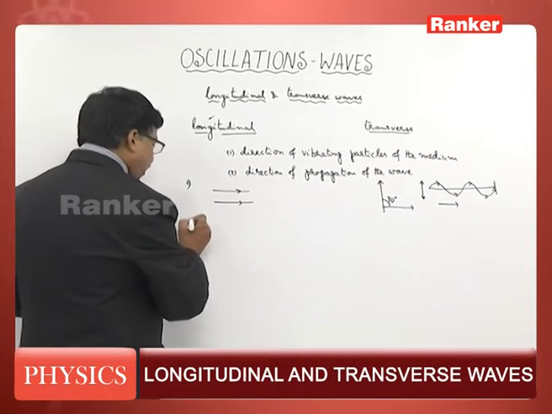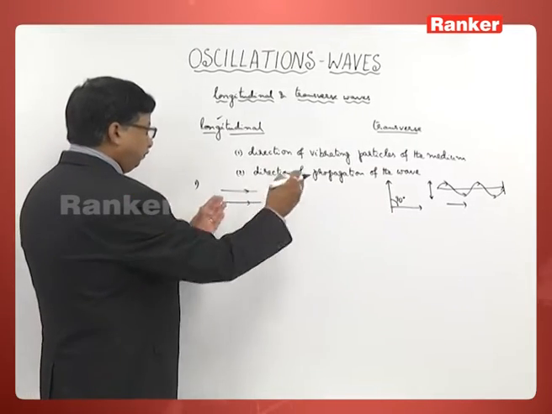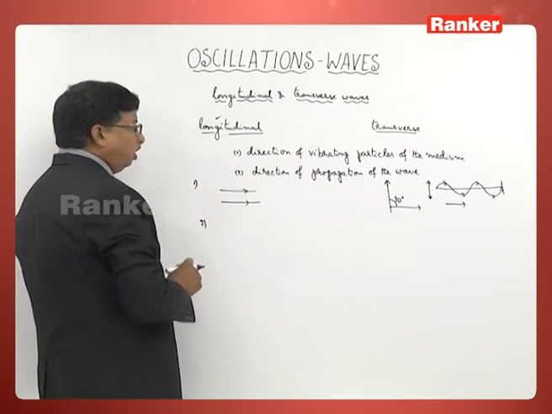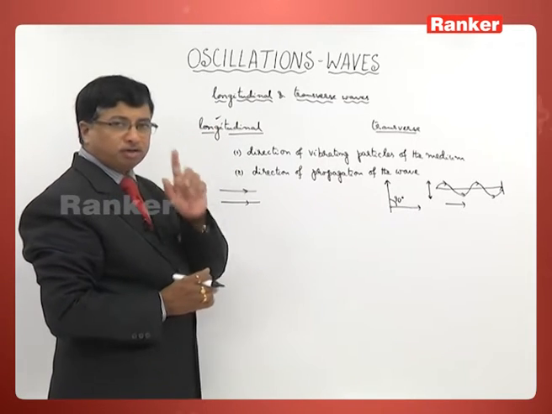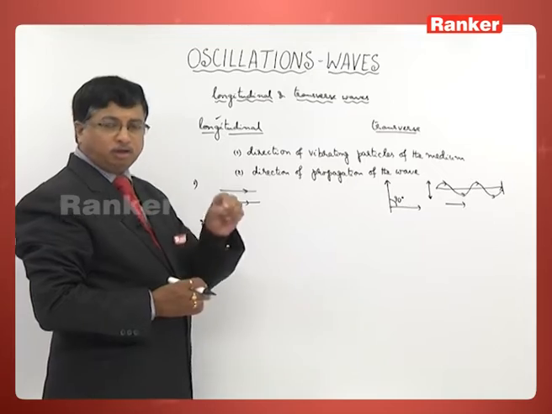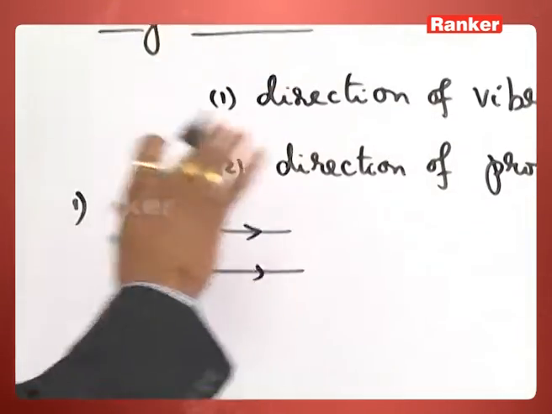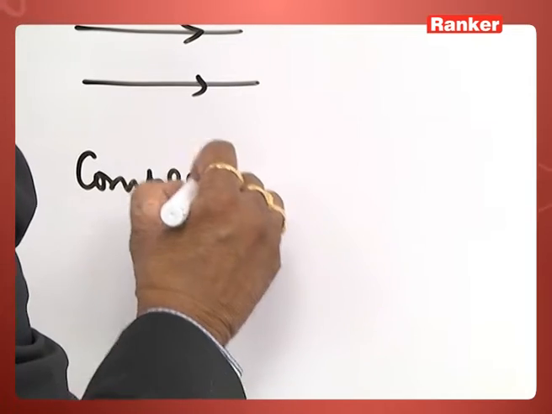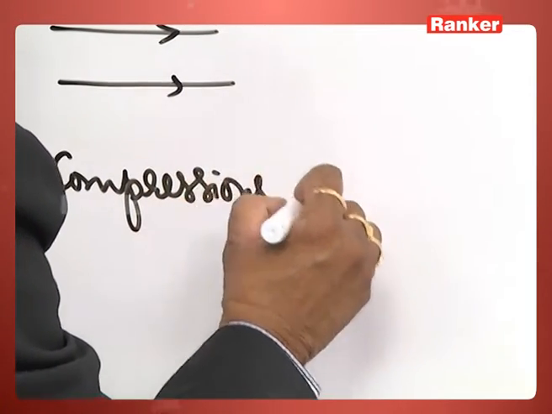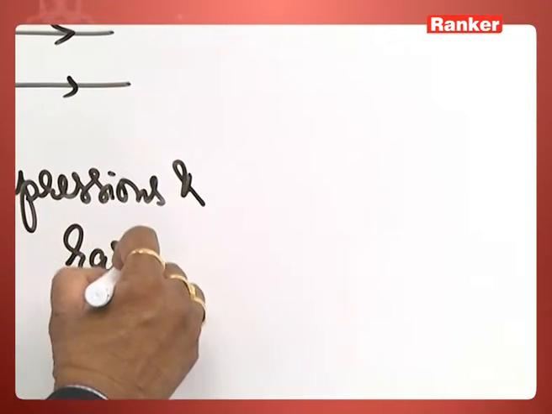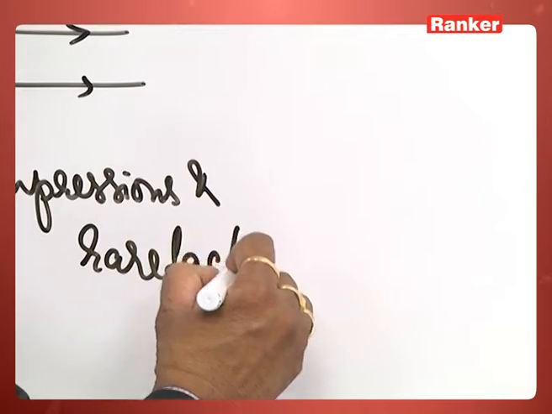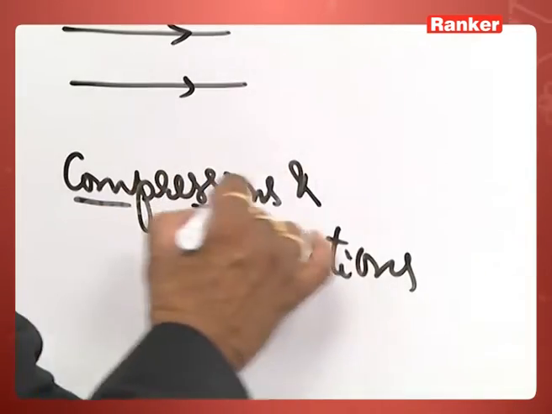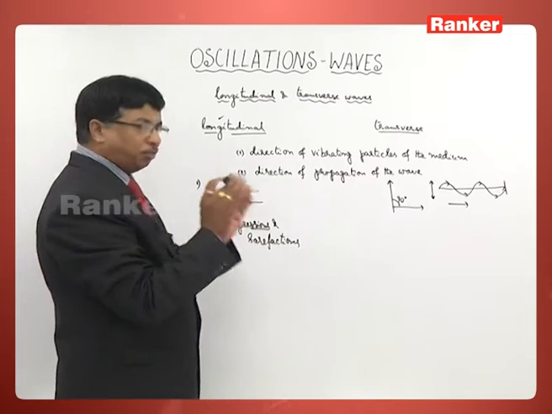Come to the second consideration, the second difference between these two. When we consider longitudinal waves, they have a unique feature. What is that unique feature? Whenever longitudinal waves are formed, we find compressions and rarefactions formed. Compression means the zone where the pressure is maximum.